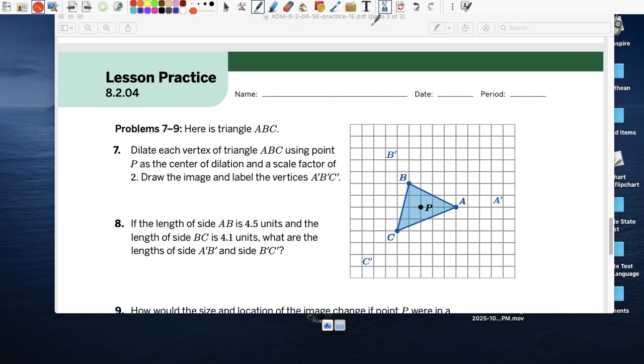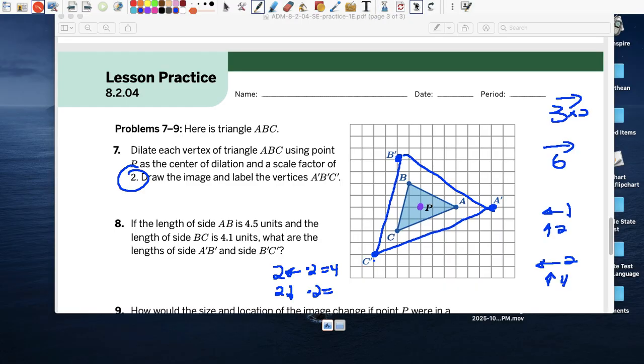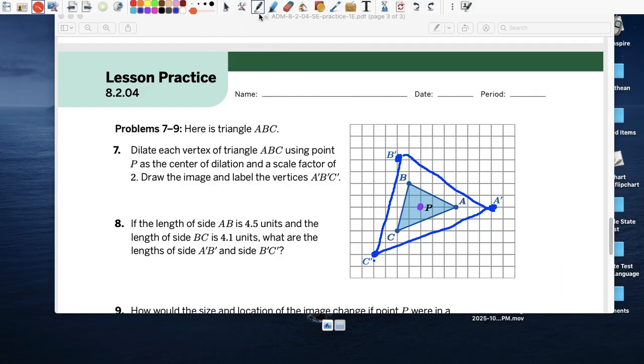If the length of side AB is 4.5 units, let me go back here. All right, so I think they're talking about the same. So if the length of AB, where is AB? AB, the little AB, is 4.5, and the length of side BC is 4.1. What are the sides of length? Well, it got doubled, so that's 4.5 times 2, so that would be 9. 4.1 times 2 equals 8.2.